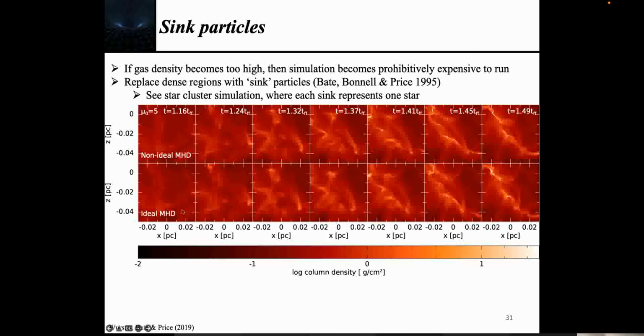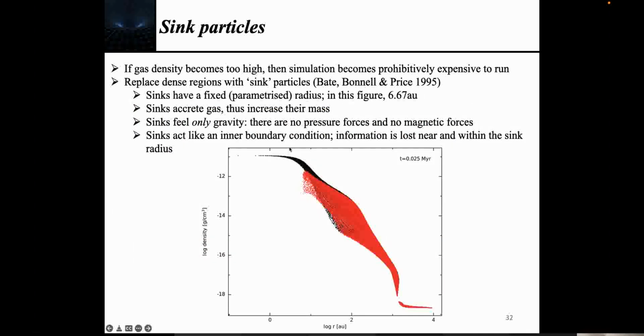So what we can do is use this interesting invention called a sink particle. You take your dense region of space and basically get rid of it and put in a sink particle. These were first defined by Matthew Bate, Ian Bonnell, and not Daniel Price, coincidentally enough. In this case, this represents a star. In some bigger simulations, you may have a sink particle that represents an entire star cluster. So you do have to be cautious with these things.